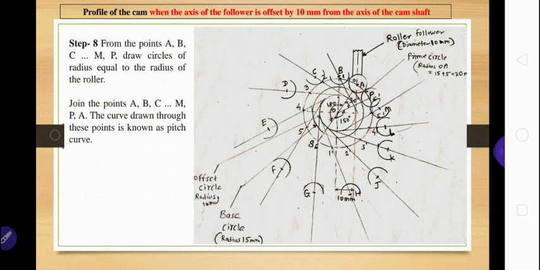And if through these center points of the roller, that is A, B, C, D, E, F, G, H, I, J, K, L, M, P, I draw a dotted line, then that curve will be called a pitch curve. See, I have not drawn the pitch curve here for simplicity, but if I draw this curve, that will be called a pitch curve.